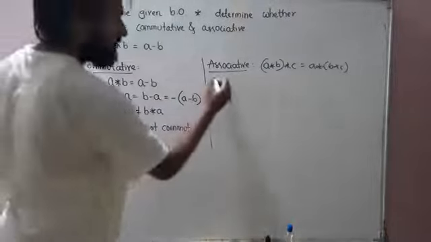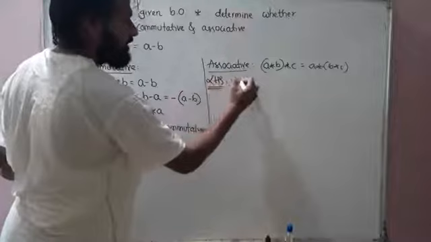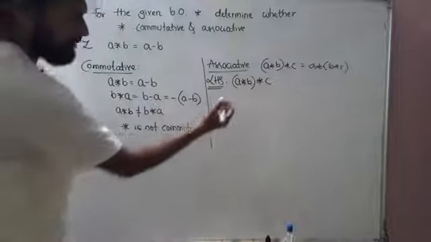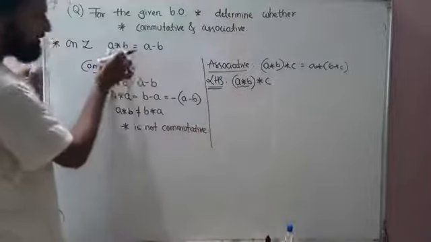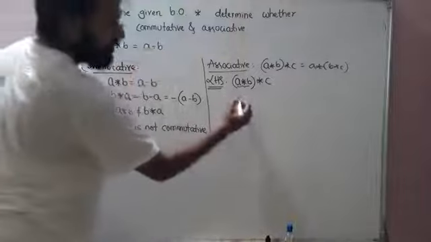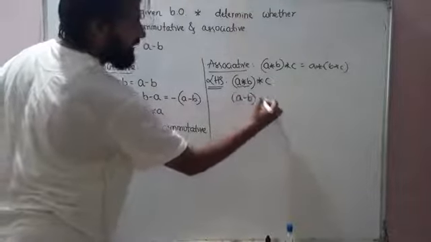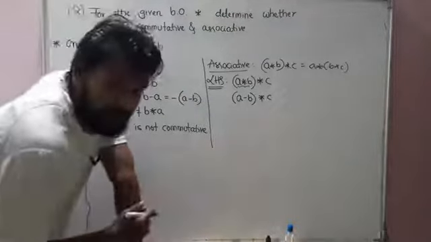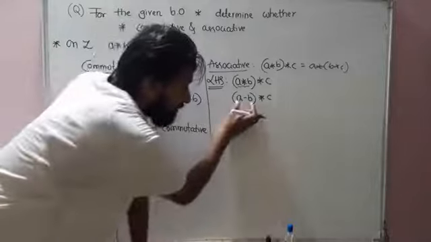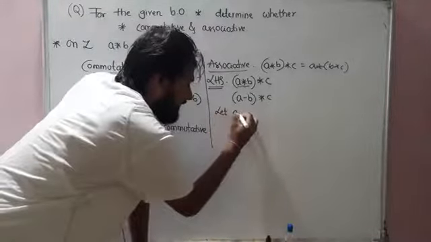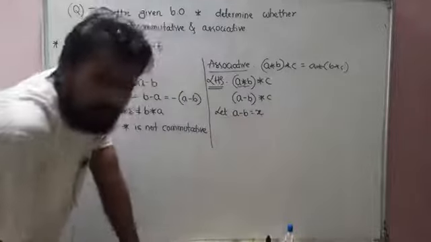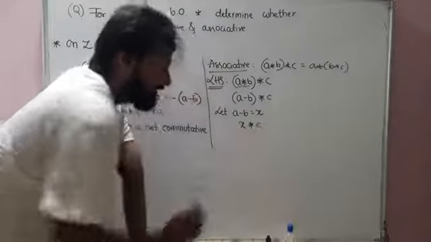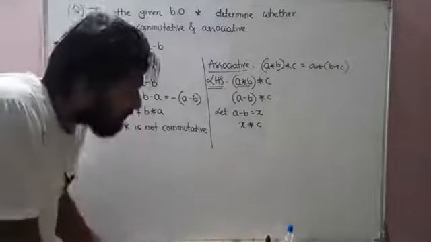Okay, so let's start. Let's start with the LHS. So what is that? (a star b) star c. First we'll solve the bracket. So what is a star b? a star b is a minus b. So I'll write a minus b here and I'll write star c. Okay, so now for the time being I'll consider a minus b as, let a minus b be equal to x for the time being. Okay, yeah. So what will happen to this now? This will become x star c. x star c.